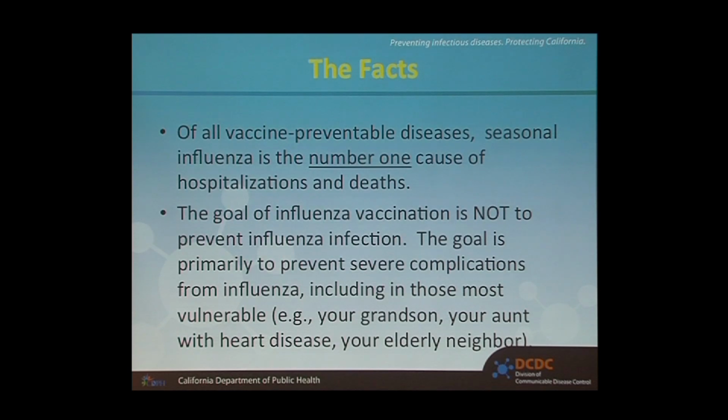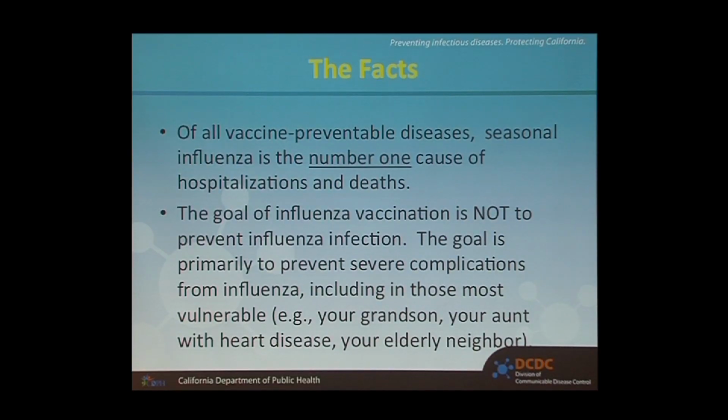So the facts, in contrast to the myths about vaccination: this is a significant killer. It's the number one cause of hospitalization and deaths among all diseases that are vaccine preventable. And remember, it is not the goal to prevent influenza infection. It is possible that in 30 out of 100 of you, you may get vaccinated and you might still get flu, okay? It's 70% effective. You may get a different strain than what's in the vaccine. You may not have immunity that's up to par. But the goal is not to prevent infection.